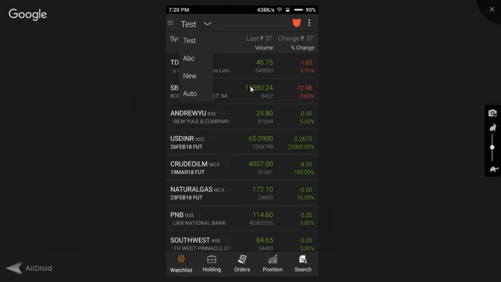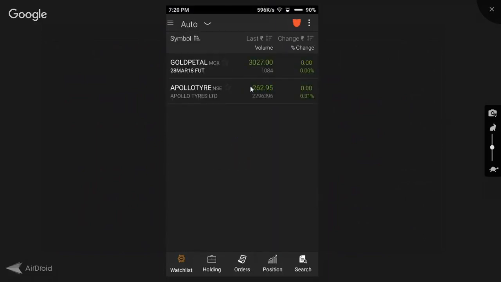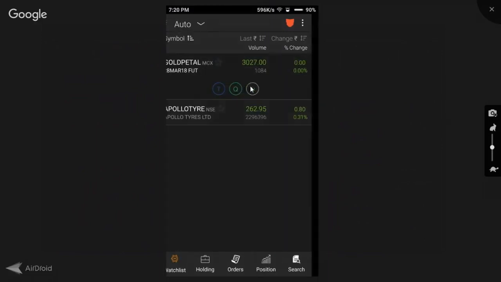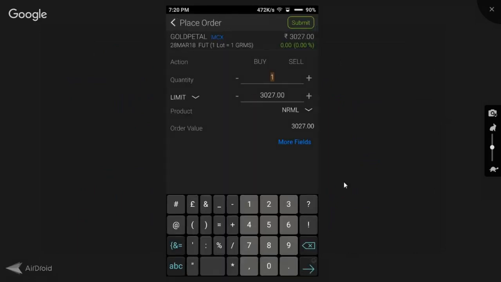So if we go to the order section, okay. We click on T. Okay. Over here, there's buy, sell, limit, NRML, more fields. Now, when you are placing an order, please remember there are three sections which you have to look into. First, choose your action. All right. So I want to buy. So I click on buy.